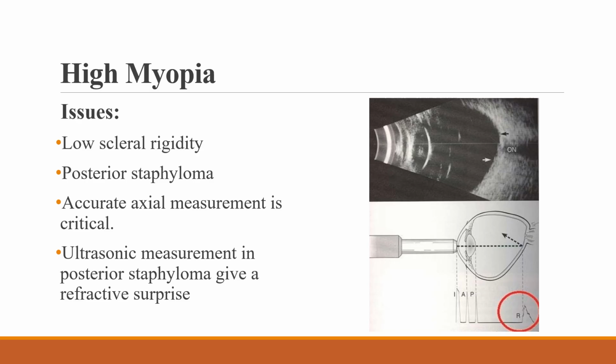Another issue is high myopia. Here the issues are low scleral rigidity and posterior staphyloma, so axial measurement is critical. Ultrasonic measurement in posterior staphyloma gives a refractive surprise. We can see the irregular shape of the eyeball due to posterior staphyloma.